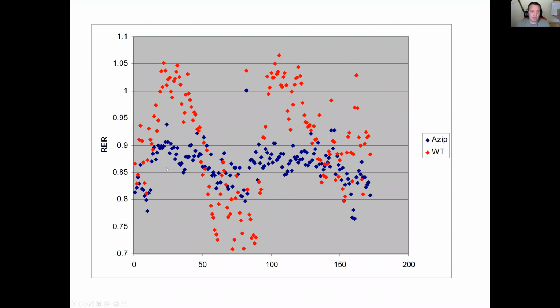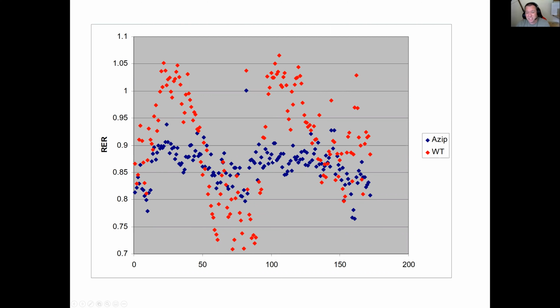And what you can see when we look at the RER profile, in this case over 2 days, is we can see the nice wild type mice in red doing a really lovely profile of a curve in RER, using lots of carbs, storing their lipid, using almost exclusively lipid.